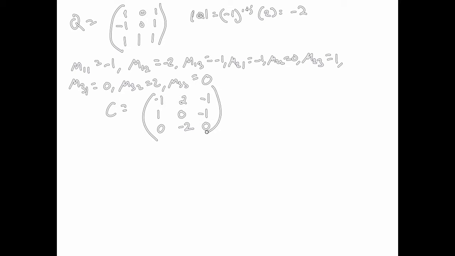Now we're going to flip these because we want to transpose, because the inverse of Q is equal to 1 over the determinant times the transpose of the adjoint matrix. So we get negative 1, 0, 0, and the diagonal stays there. We get 1 and 2 over here. We get 0 and negative 1 over here. And we get negative 2 and negative 1 over here. And we are done with that.